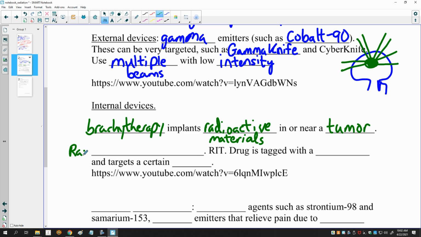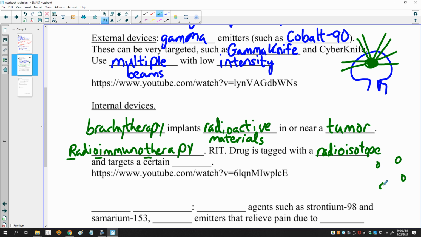Radioimmunotherapy, or RIT. In this, you have a drug that is tagged with a radioisotope. So like you have your molecule, I don't know what it's going to look like. Well, let's say this is your molecule. And then you have a radioactive atom, nucleus, that is wrapped up inside of that drug.